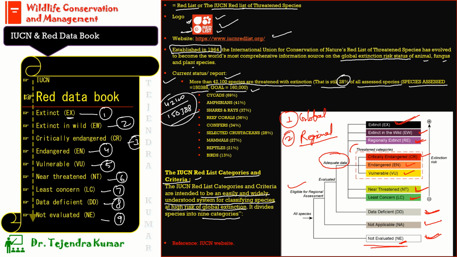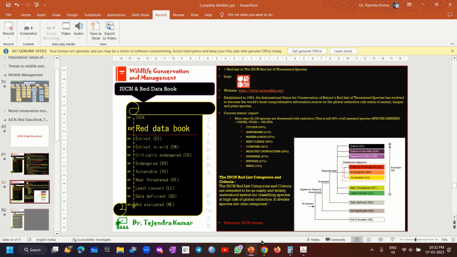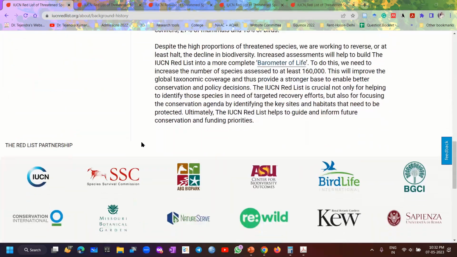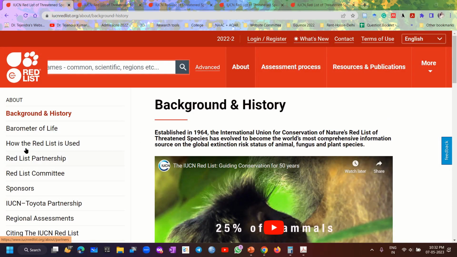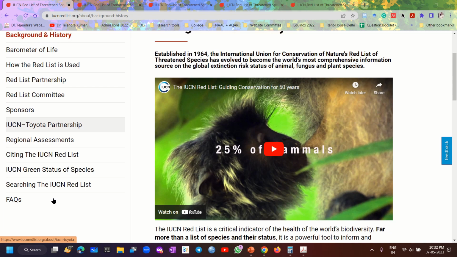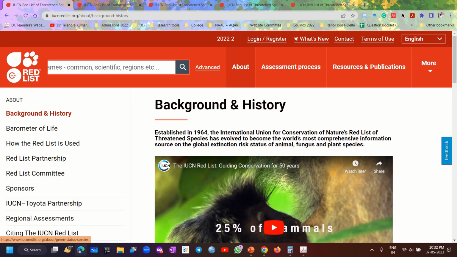On that basis, the Red Data Book or Red Data List is prepared by the IUCN. Let's see its original website and the content so that you can easily understand. Now, see this one. This is the official website of the Red List. You can see here background and history, and you can read the content. Everything is given. You can see the parameters of the list, how the Red List is used, who their partners are, how the committee works, and even if you want to take training and work with the IUCN, you can go through these things.